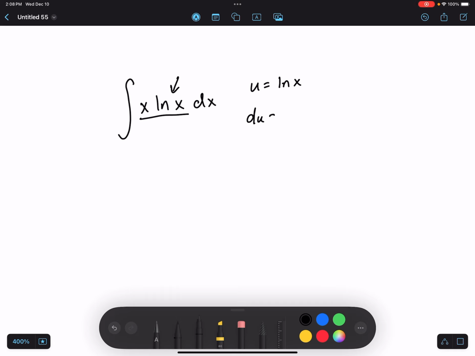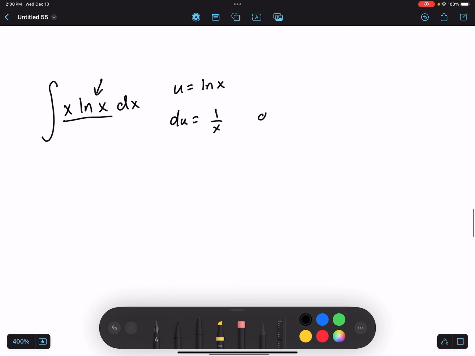The derivative of u, of course, is 1 over x. And then we can simply let dv equal x. And of course, when we integrate that, we're left with x squared over 2. Because this is integration by parts, we'll start by going across and then down over.